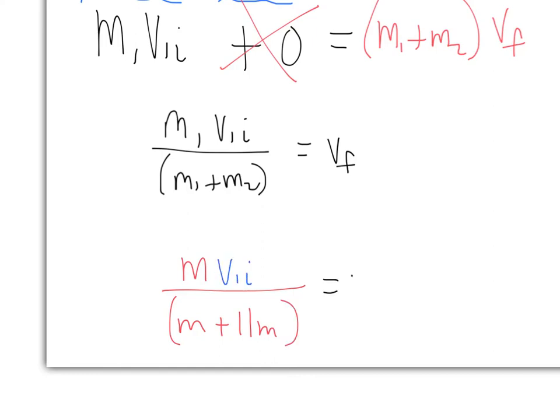Yes? Why can't you cancel the M1? The denominator is a binomial, and you can only cancel something if it's a monomial. So if you had just m in the bottom, like this, then sure, you can cancel the m's.